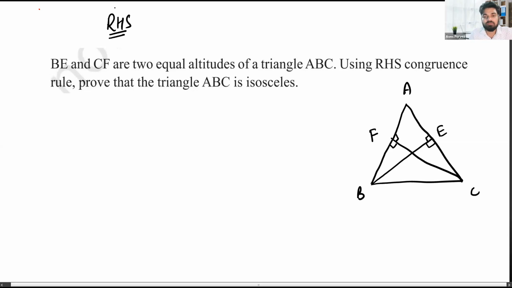Okay, beta. So by using RHS, you have to choose one right angle, one hypotenuse, and one side. Actually, you can prove these two triangles congruent so that ABC triangle is an isosceles triangle. If you prove that this side is equal to this side, or if you prove that angle B is equal to angle C, then you will be able to prove this.